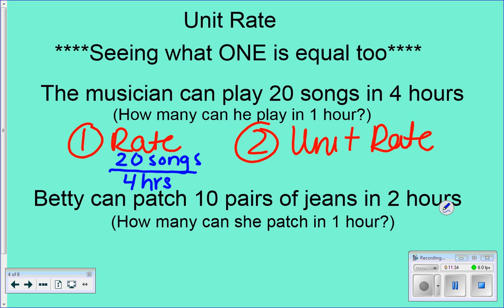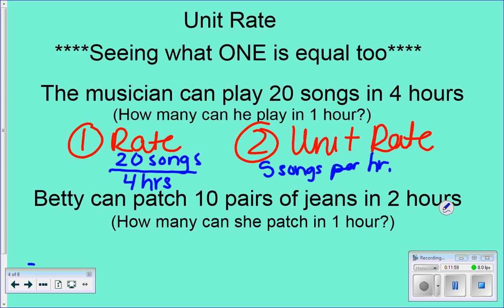Now, if I would ask you, how can I use this to find what my unit rate was, what would you tell me? What can I do to figure my unit rate out from this? What, Zane? You're going to take 20 divided by 4, and you're going to get your unit rate, which is 5 songs, right? Per hour. Not difficult, right? This stuff isn't hard.